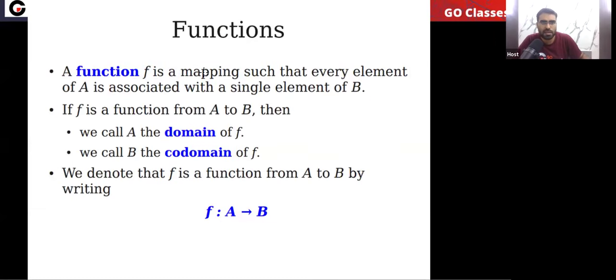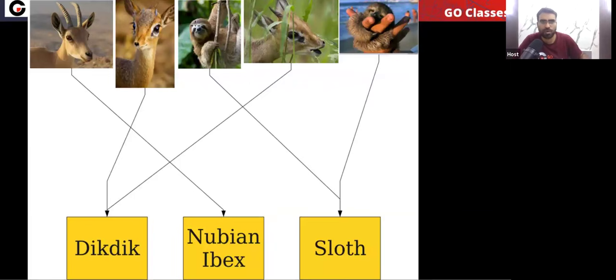What is a function? A function is a mapping from set A to set B such that what should happen? Every element of set A is associated with a single element of set B. In this situation, this set A we will call the domain, and this set B we will call the codomain. So this is the simple definition of a function.